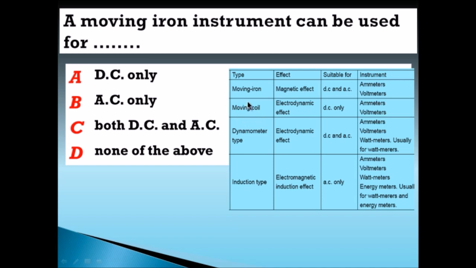Moving coil instruments work on an electrodynamic effect. It is suitable for DC measurement only. The dynamometer type is most suitable for the electrodynamic effect. It is suitable for DC and AC measurement. And the induction type instrument works on the electromagnetic induction effect, and it is suitable for AC measurement. The instruments are also given, so any combination can be asked from this.